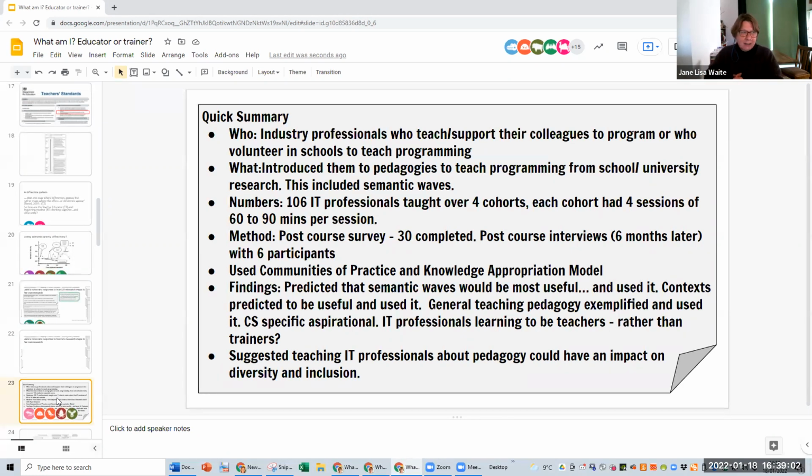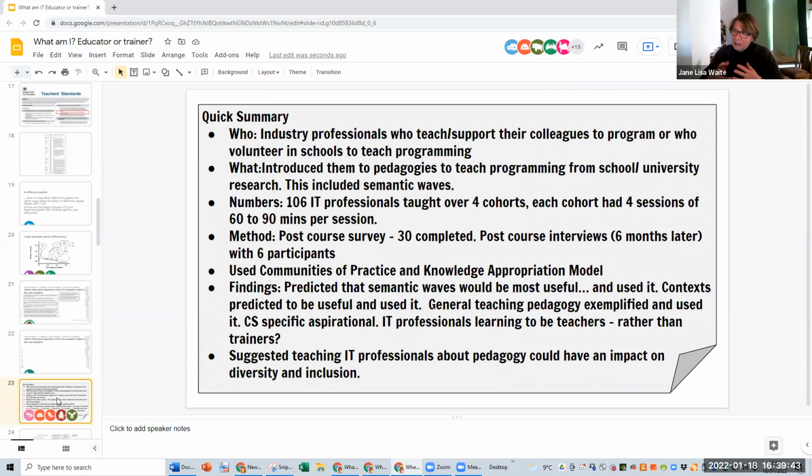It is very fast. So I was not dealing with trainee teachers, I was dealing with industry professionals who teach and support their colleagues to program. I used to be a developer as well before I was a teacher, and so it's people who sit next to each other and teach each other to program. They were also people who might volunteer in schools to teach programming, but these were IT professionals. And what we did was we introduced them to pedagogies to teach programming from school and university research. So they were a little bit like trainee teachers then, because suddenly they're learning about pedagogies and about how to teach programming, which really freaked them out.